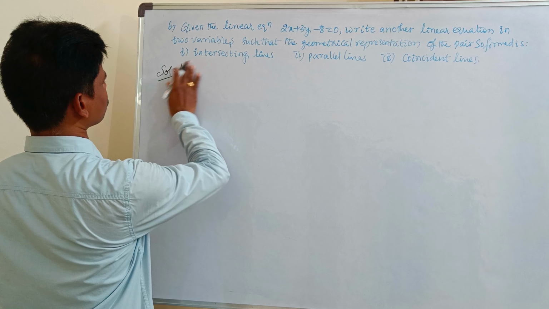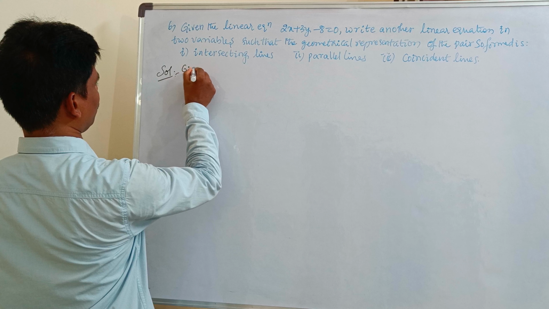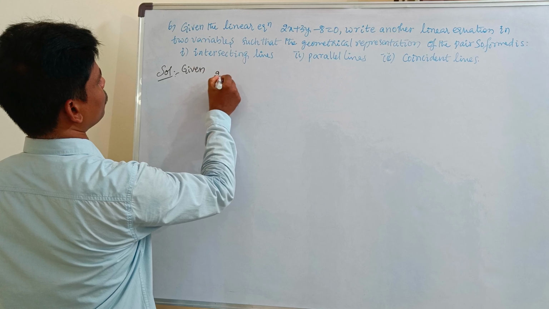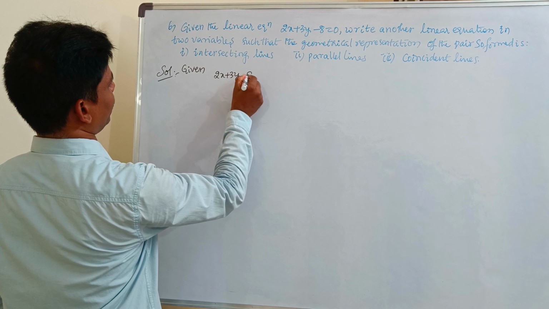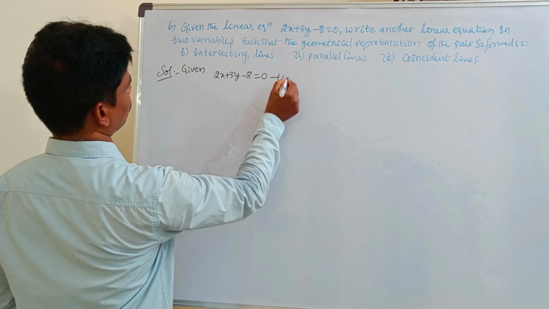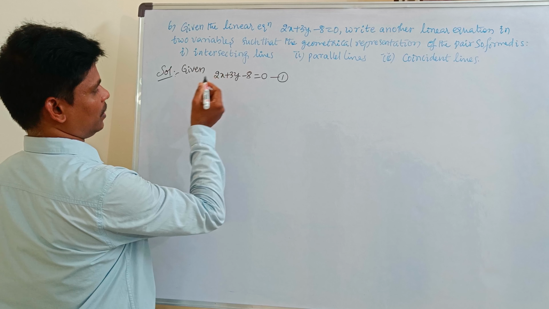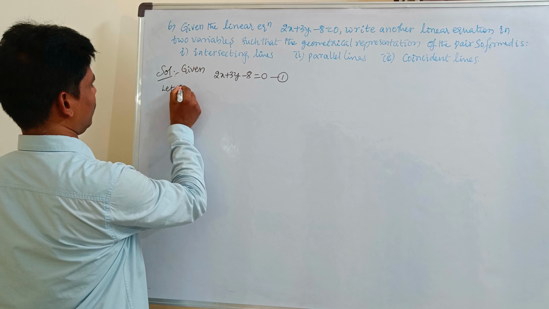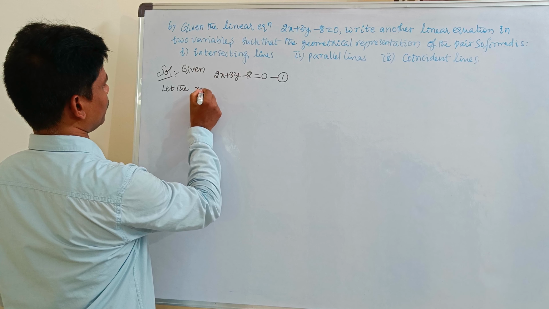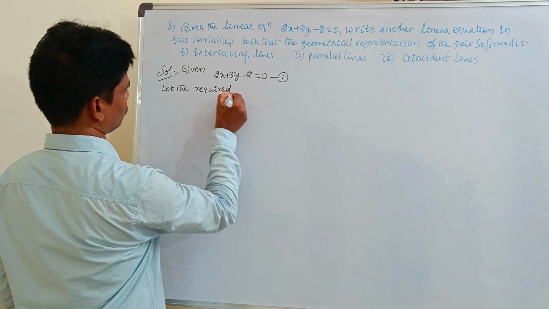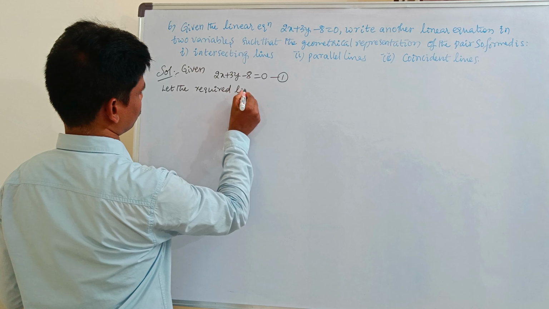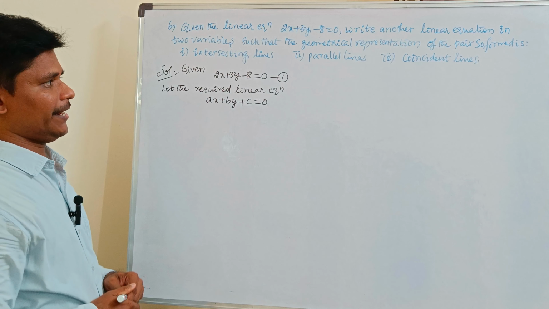Let the given equation be 2x plus 3y minus 8 is equal to 0. This is equation 1. We don't know the second equation, right? The other equation. So let the required linear equation be ax plus by plus c is equal to 0. Okay, see here.